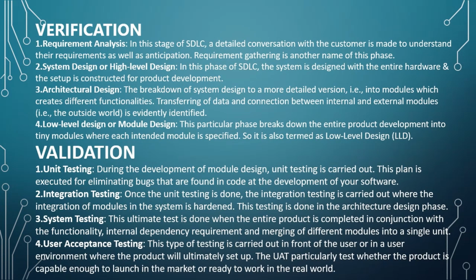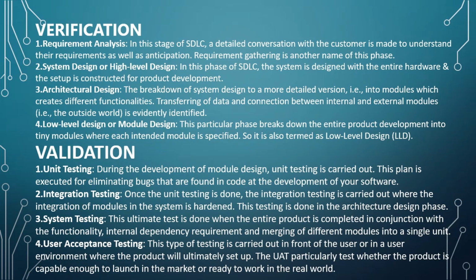In verification we have four phases. In validation also we have four phases. So in verification we have first, requirement analysis. In this stage of SDLC, a detailed conversation with the customer is held to understand their requirements as well as expectations. Requirement gathering is another name for this phase. 2. System design, or high-level design. In this phase of SDLC, the system is designed with the entire software and hardware, and the setup is constructed for product development. 3. Architectural design.